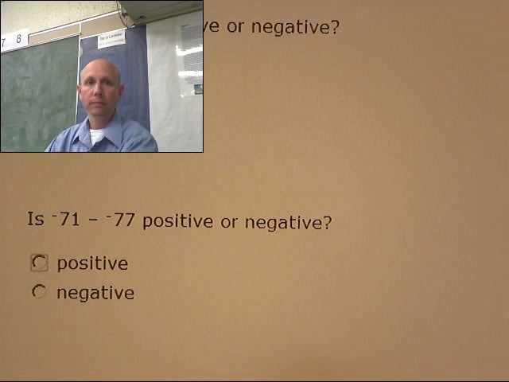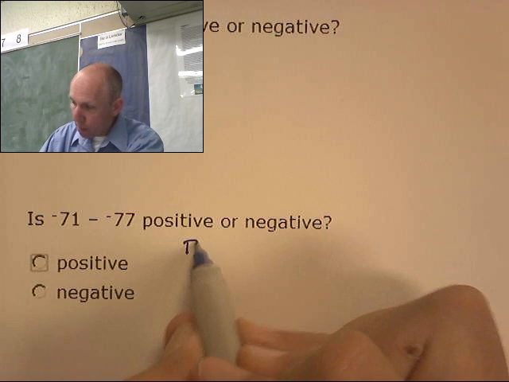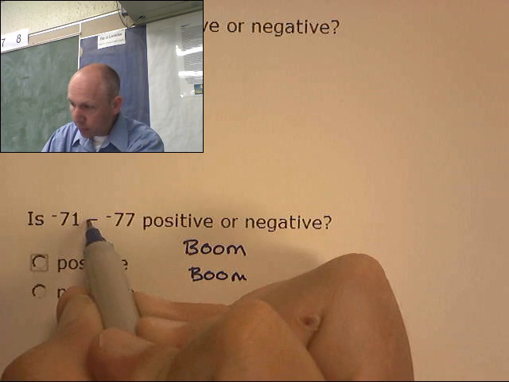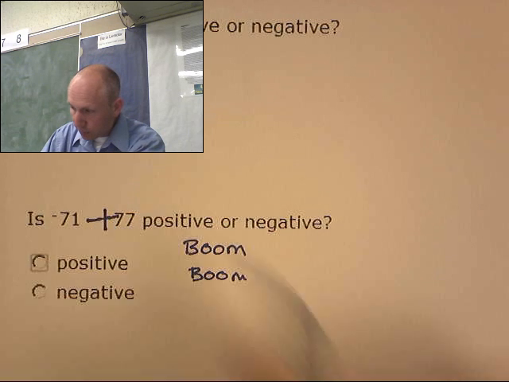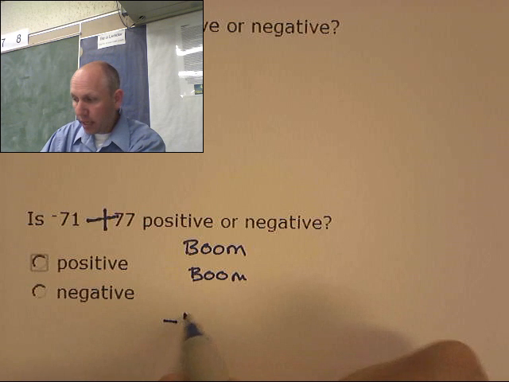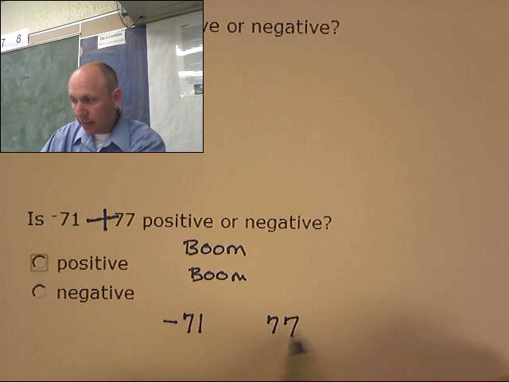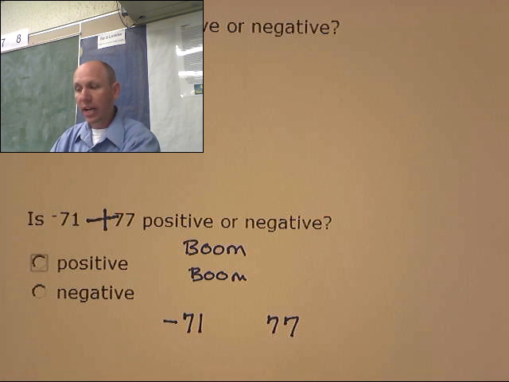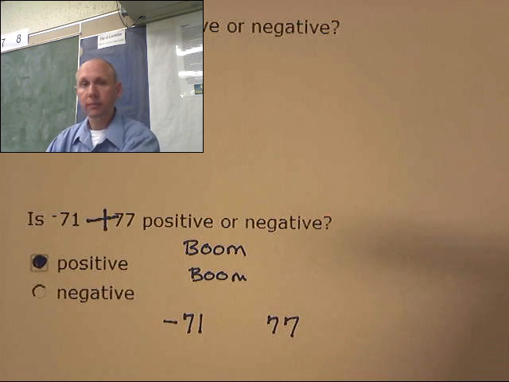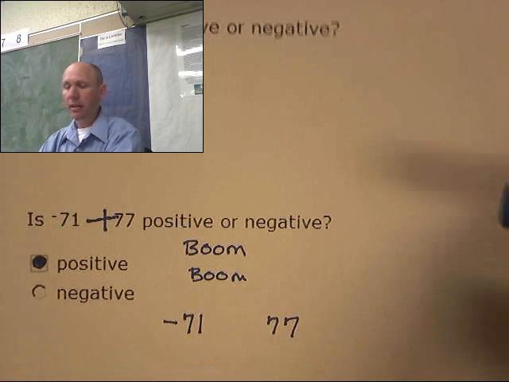Oh, what do you see? See it right there? Do you see the boom boom? Boom. Boom. So what I have is 71 negatives and 77 positives. What do I have more of? I have more positives. So when these guys interact, I'm going to be left with a positive answer. And we'll talk about what the answer is in the next video, I think.